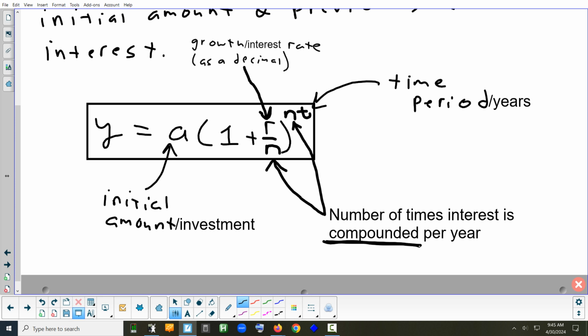A is still the same. That's how much money you put in your bank account. R is still the same. That's the growth rate as a decimal. And T is still the same. That's the time in years. So this is the only new thing, compounded. Right? Just think of that word as how often the bank pays you. In general, the more often the bank pays you, the more interest you make.